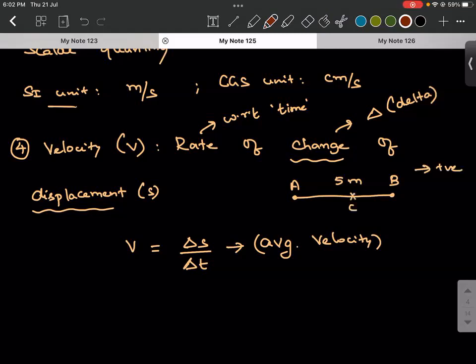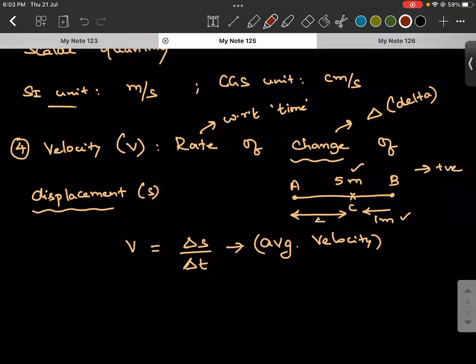And from B, let's say the particle is traveling back 1 meter to the left. Now what is the change? What is the net displacement of the particle? If I ask you the distance, you will say it is 5 plus 1. But if I ask you the displacement, you will say 5 minus 1, it is 4. Why did that minus come? Because the object traveled in the leftward direction. So this is what is called change.